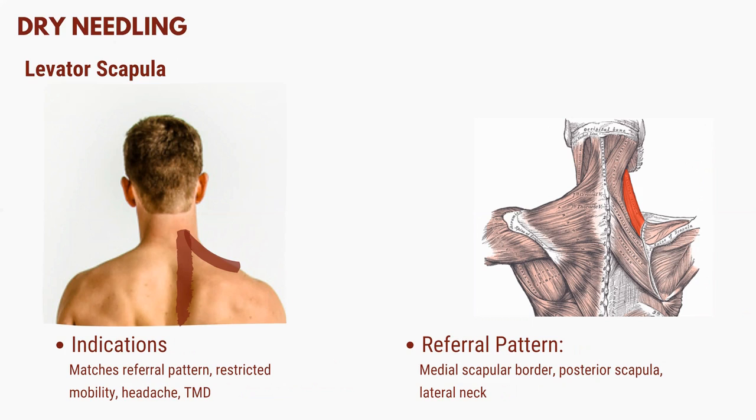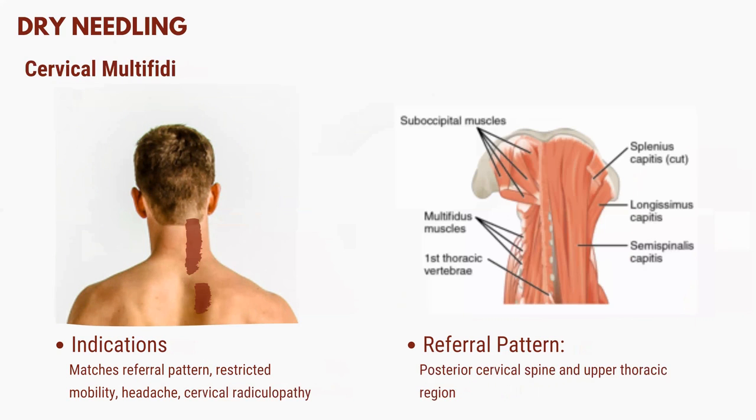Indications are matches the referral pattern, restricted mobility, headache, and temporomandibular dysfunction. Now your cervical multifidi, the indications, obviously, if it matches the referral pattern, restricted mobility, headache, like all of the others, but also cervical radiculopathy. So if a patient presents with C6 cervical radiculopathy, I would probably recommend dry needling C6 multifidi. Referral pattern is typically the posterior cervical spine and upper thoracic region, again matching kind of with that Cloward's area.